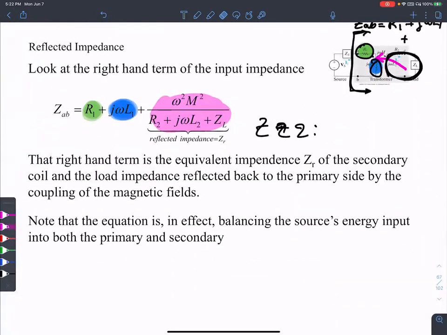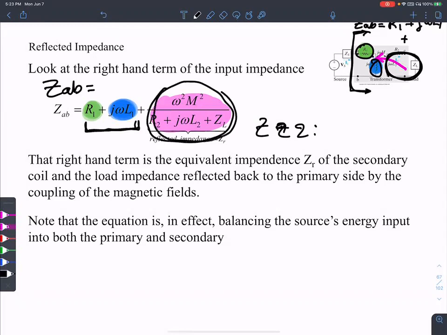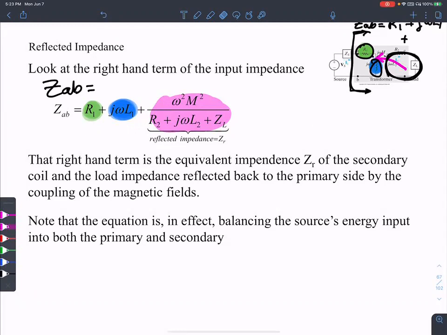Okay, when you're looking into the transformer, that is equal to the sum of impedances in the primary side plus some component of the secondary side. That's the idea. It's called a reflected impedance.